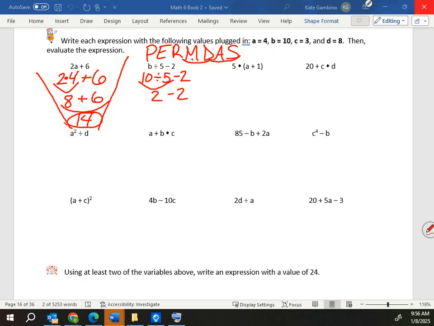Then I'm going to bring down the rest of that expression. So 2 minus 2, that's my only operation. So 2 minus 2 is 0. That is my final answer. I am circling my final answer, so that way you know what the answer is.